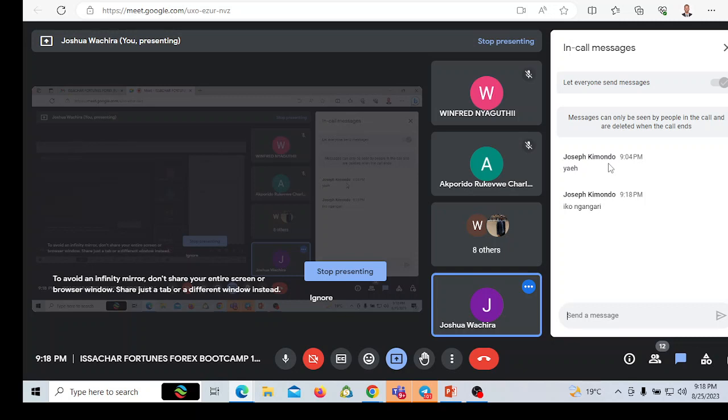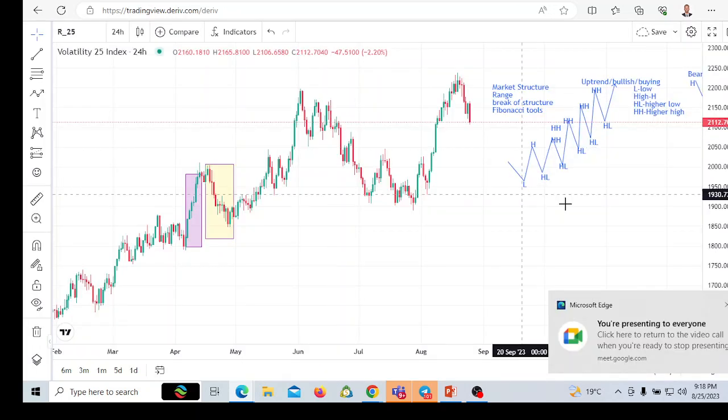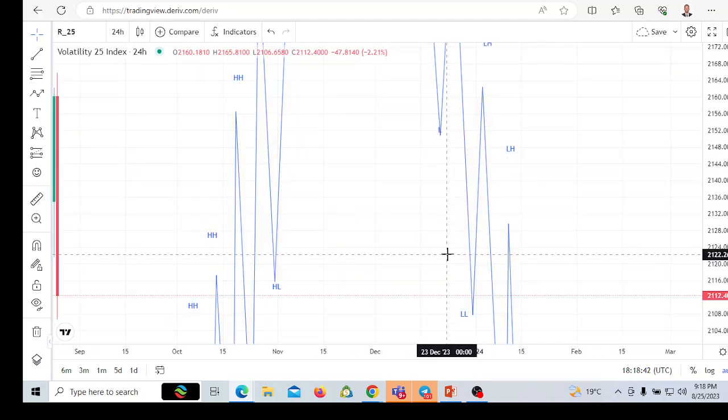But there's another kind of market that's called a consolidated market. In this market, you're not sure if the market is buying or if the market is selling.